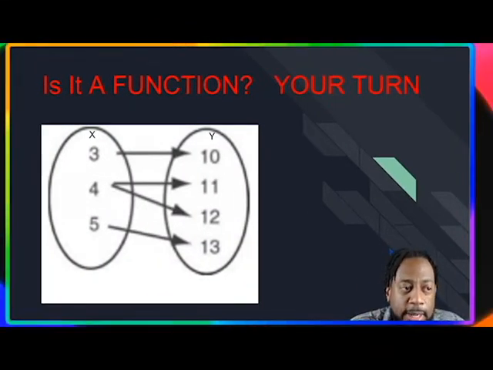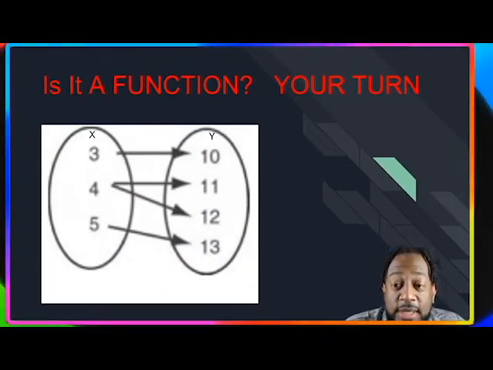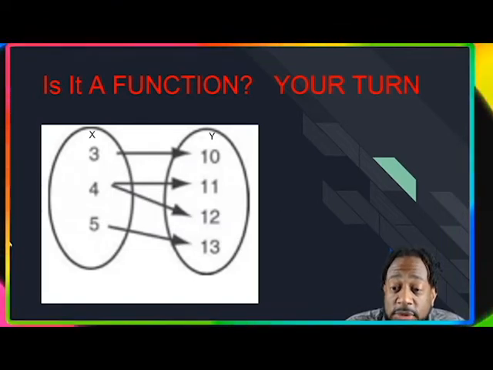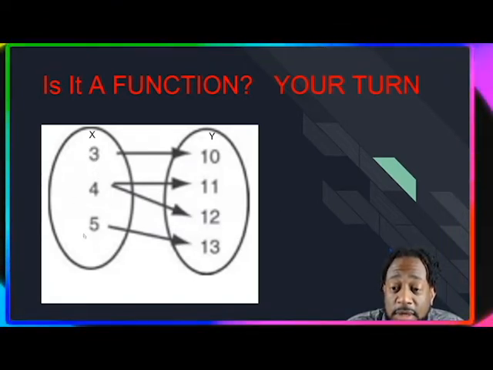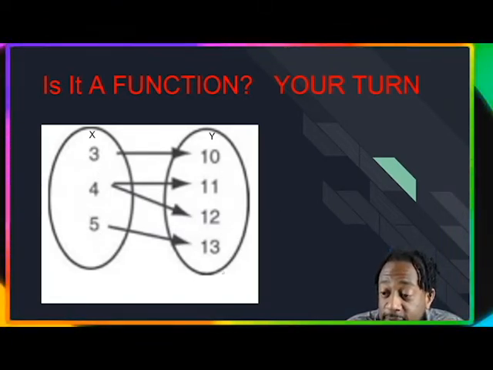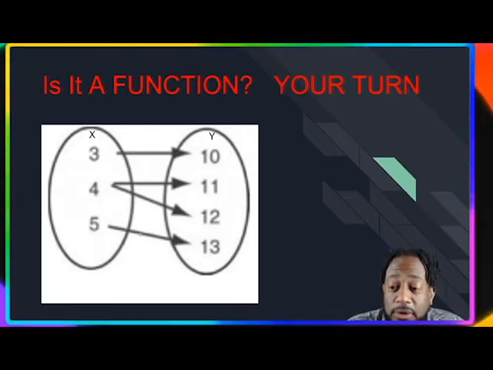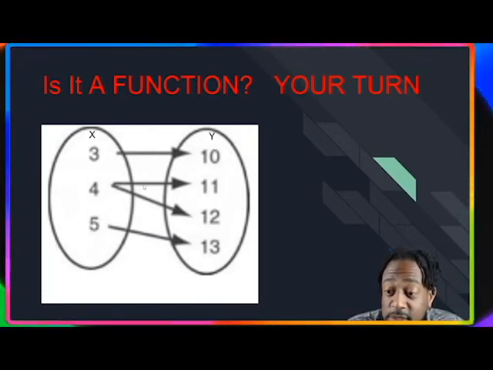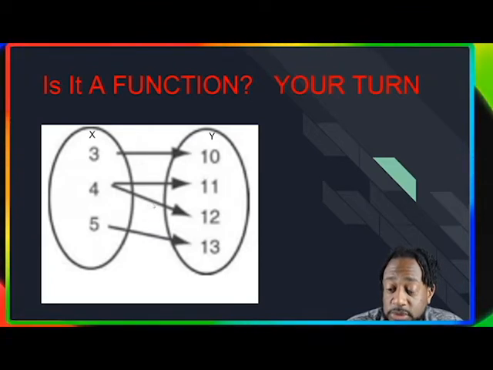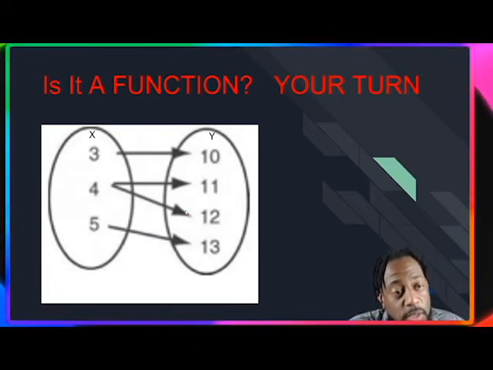Let's go. All right, your turn. It's a little blurry, but we get the picture. All the x values have one y value. Is it 1? Do you see 2? Yes, it's 2. So it's automatically what? No.